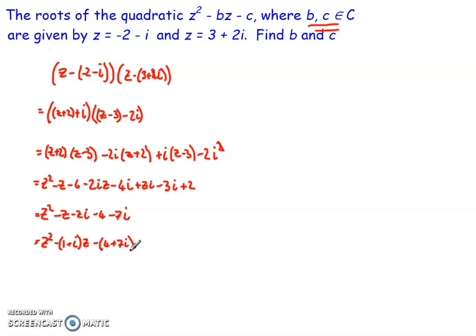And what I can then do is equate the terms. So just by looking at it, I'm then able to say therefore b is equal to 1 plus i, and c is equal to 4 plus 7i. So two solutions, both belonging to the set of complex numbers, one for b and one for c.